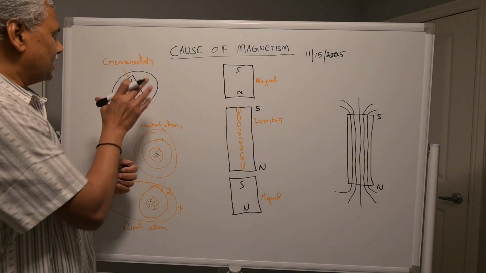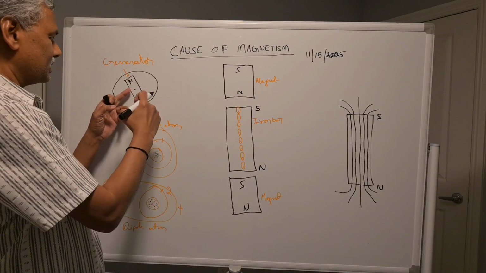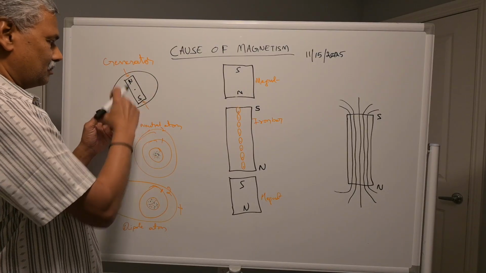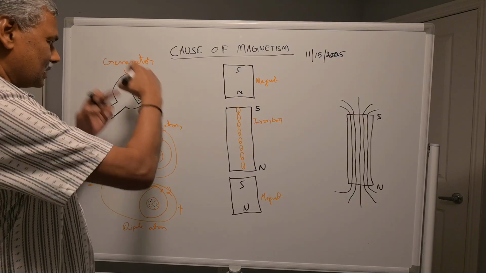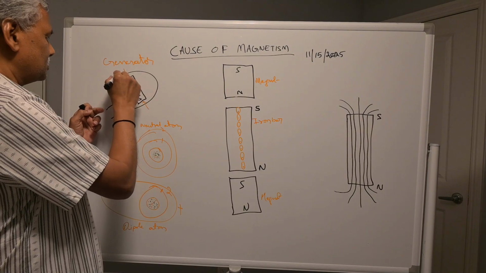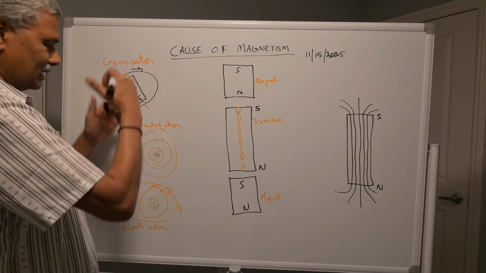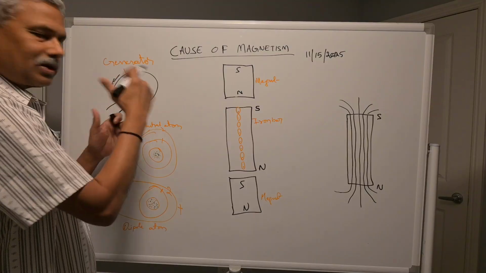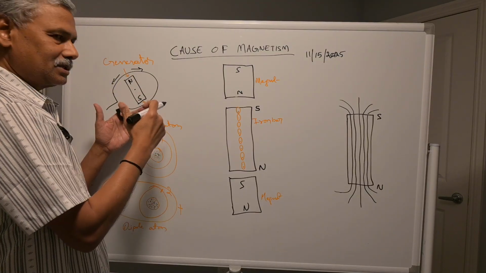When you take a generator, this is the magnet, and then there's a loop of copper wire around it. If the magnet rotates within the loop, current flows once this way and the next time this way. It keeps on alternating. That's how alternating current gets generated.